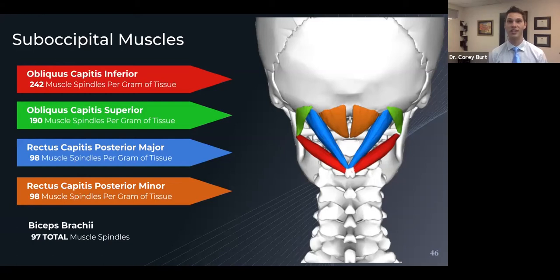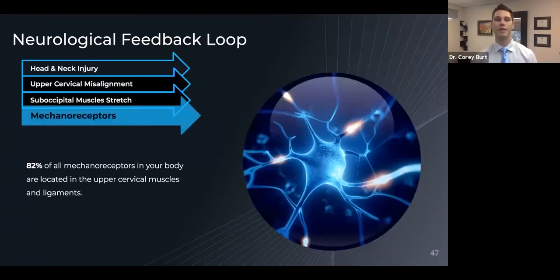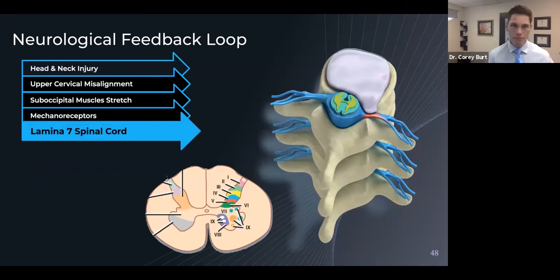So when these muscles stretch, they're going to change length, which is going to cause the mechanoreceptors to activate. Think of mechanoreceptors as the ones who sense that the muscle has stretched, changed length, and now it's got to communicate that to the brain. These are very, very sensitive when quick motion occurs within the muscle. Lastly, know that 82% of all mechanoreceptors in your body are located in the upper cervical muscles and ligaments. Just incredible.